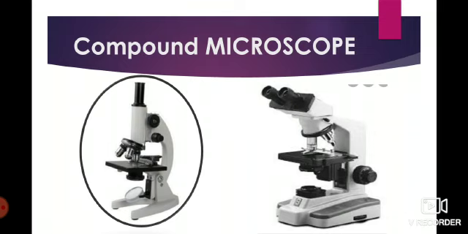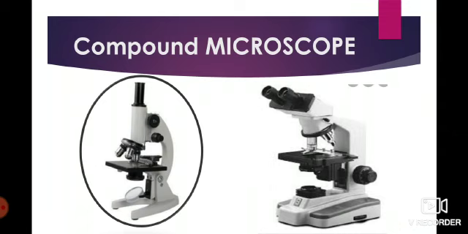It consists of two convex lenses, and both the lenses are fixed in a narrow tube. The shorter focal length lens is placed near the object, and it is known as objective lens or objective piece, and the longer focal length lens is placed near the observer's eye, and it is known as eye lens or eyepiece.